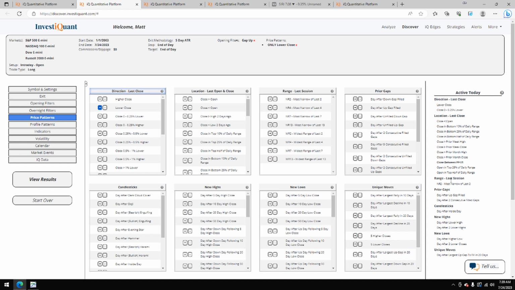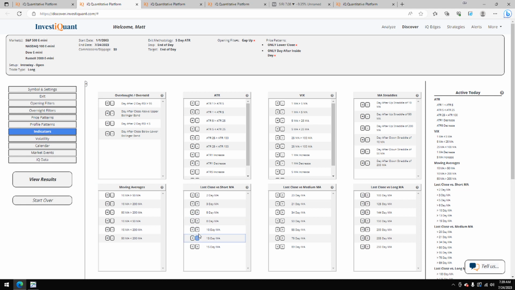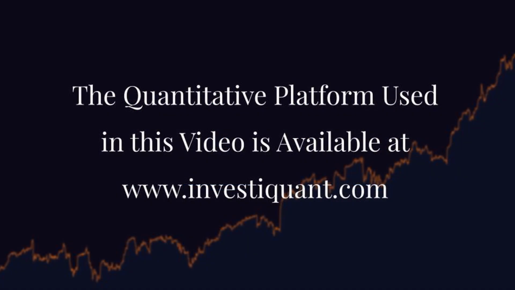The second thing I'm going to grab is from the candlestick section, day after inside day. And then lastly, I'm going to put us in a similar market environment. Friday closed above a 10 and a 200-day simple moving average. Now I can click view results.